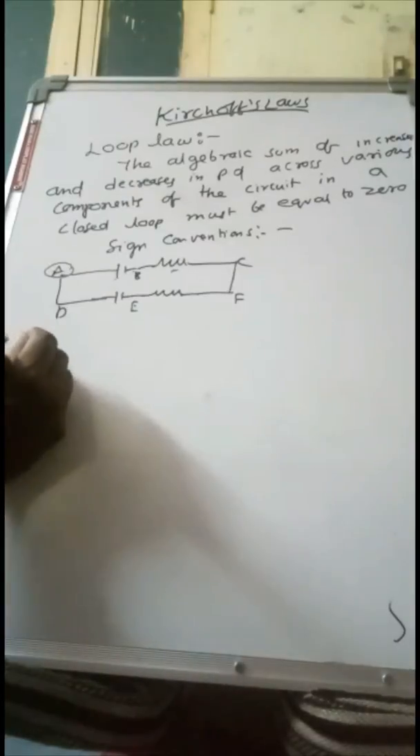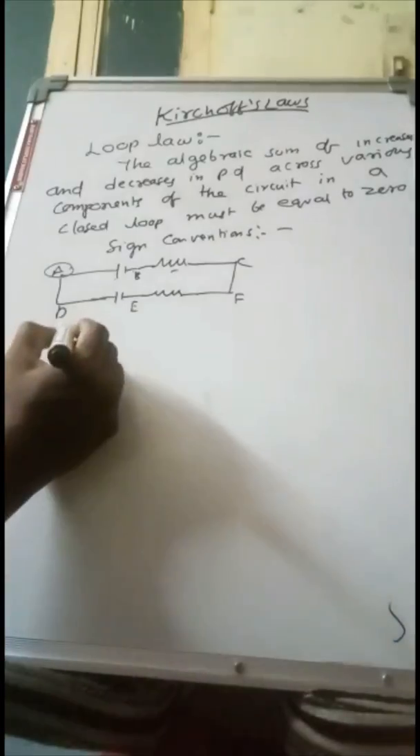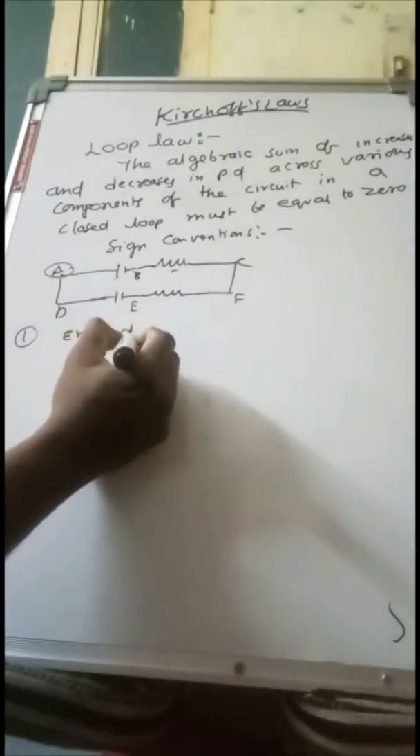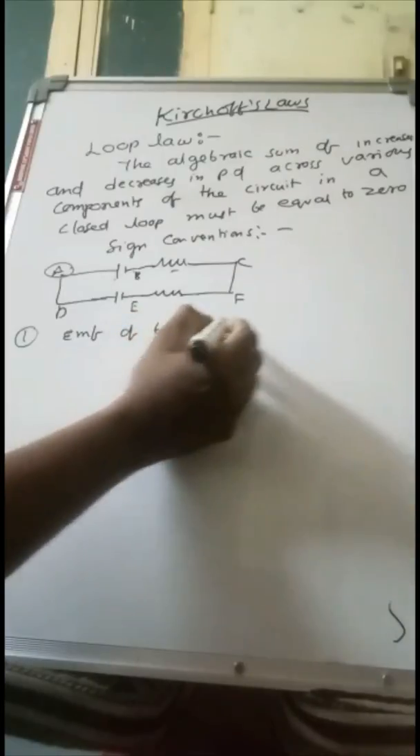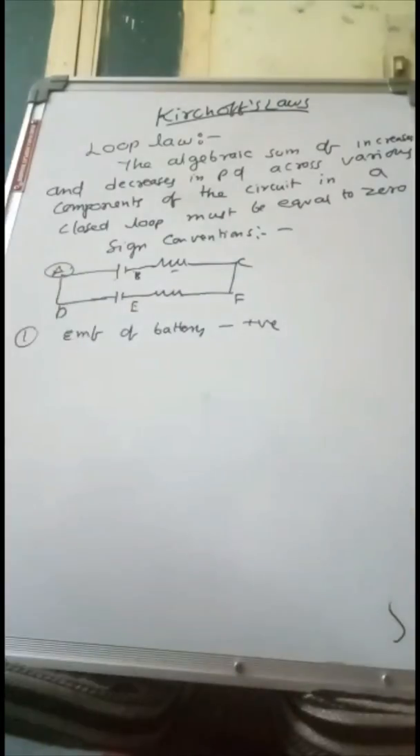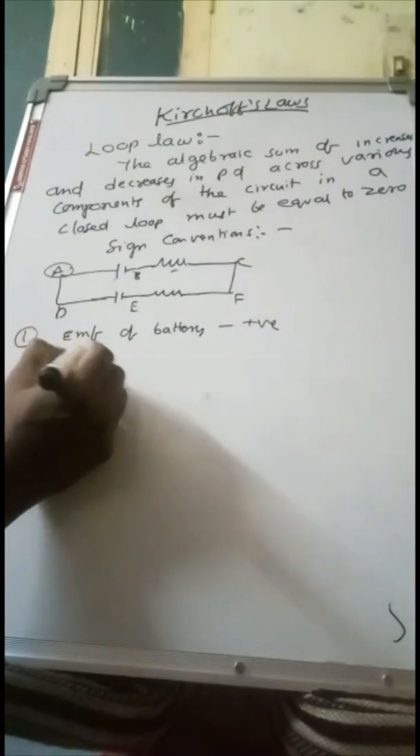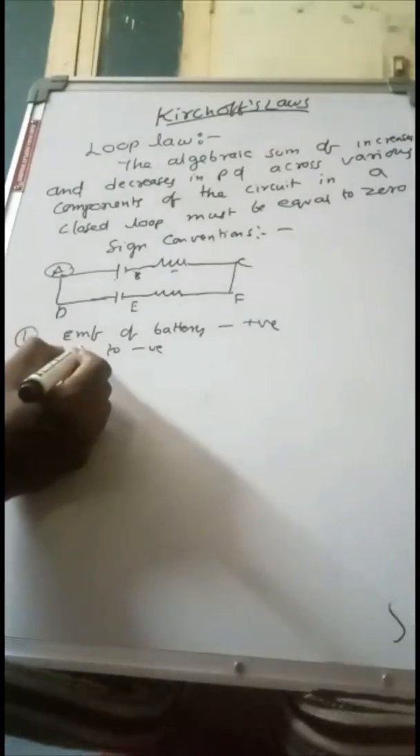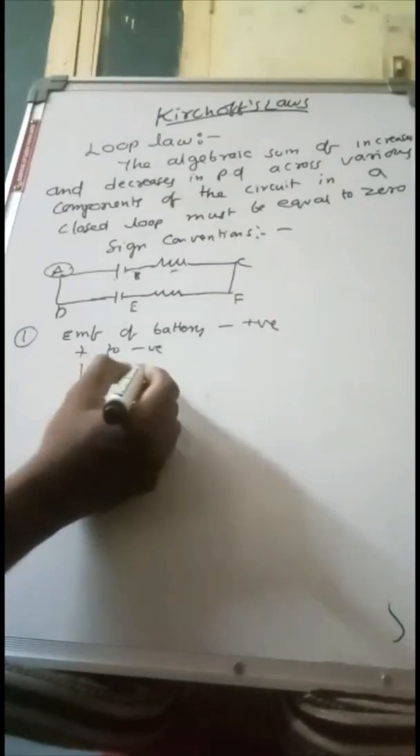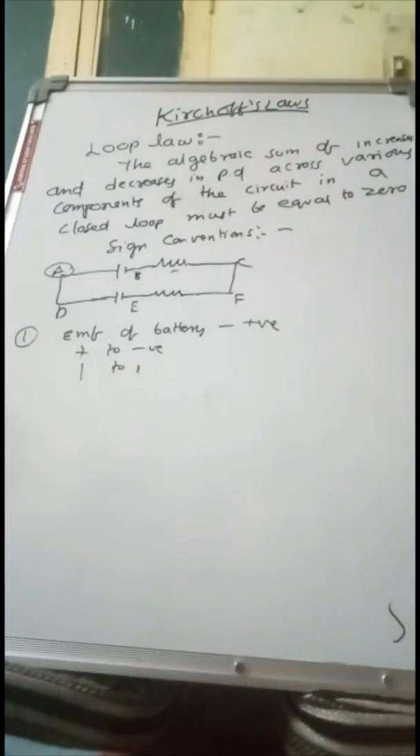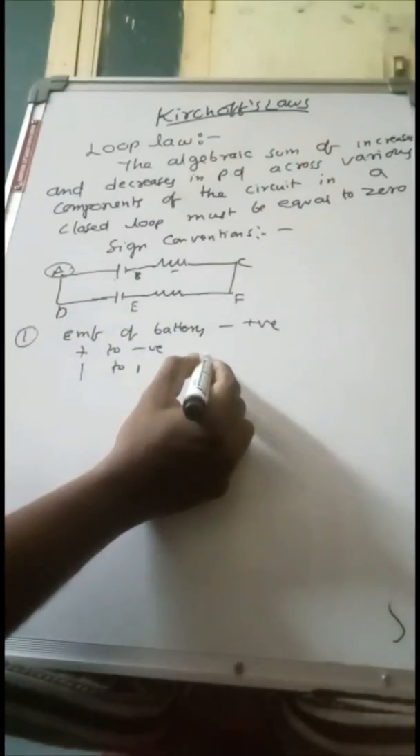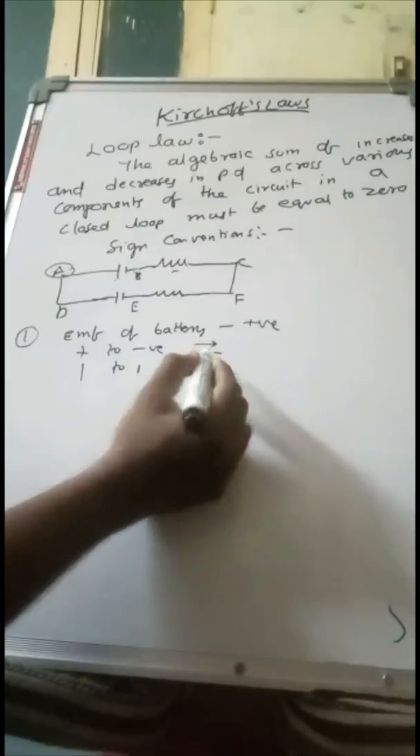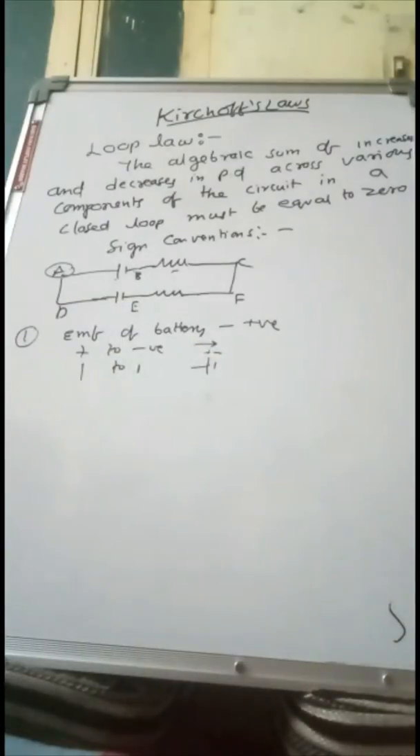How are the sign conventions applied now? First sign convention: the EMF of the battery is taken as positive when we move from the positive terminal to the negative terminal across the battery. The EMF of the battery is taken as positive when we move from the long line to the short line. You know the symbol of a battery is like this. So when we are moving from positive to negative like this, the EMF of the battery should be taken as positive.